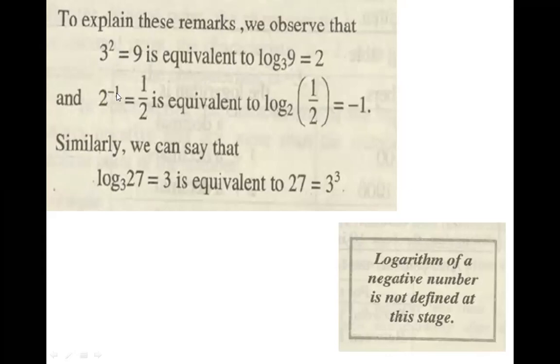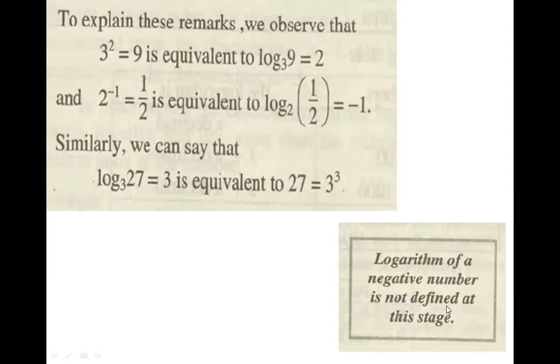Here, 2 raised to power minus 1 is equals to 1 over 2. This is equivalent to log of 1 over 2 to the base 2 is equals to minus 1. Similarly, we can say that log of 27 to the base 3 is equals to 3. Now, this logarithmic form we will vary into the exponential form, that 27 is equals to 3 raised to power 3.